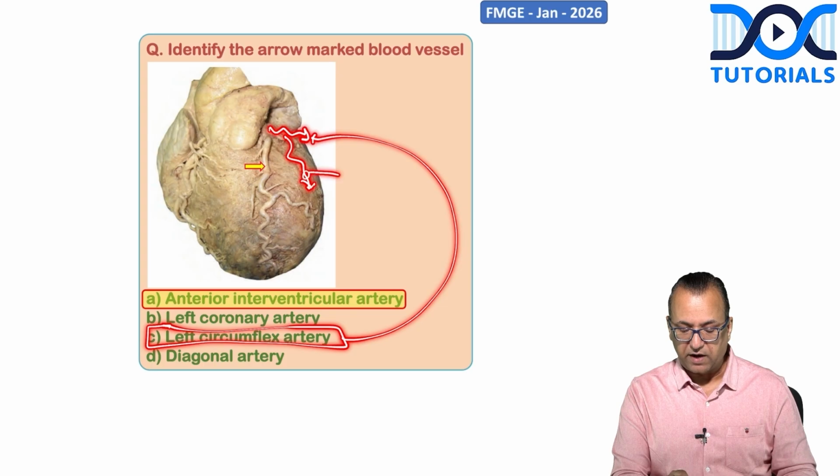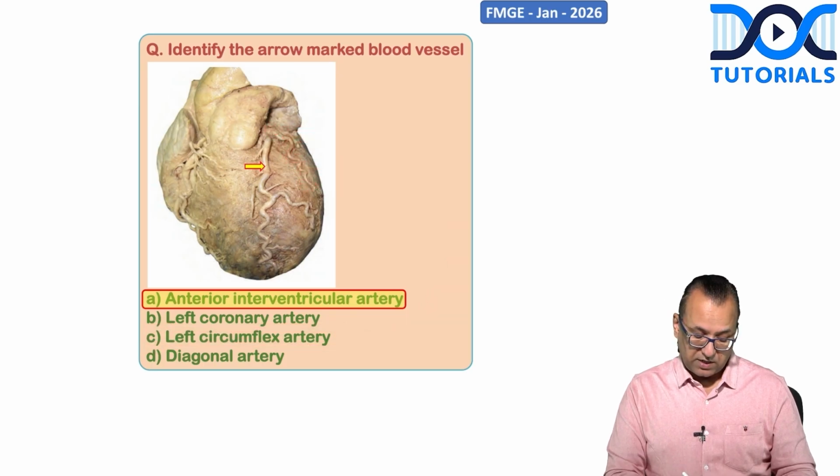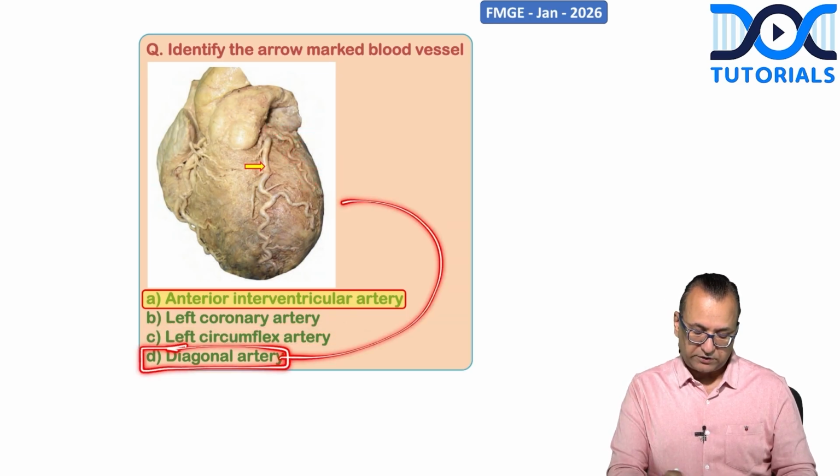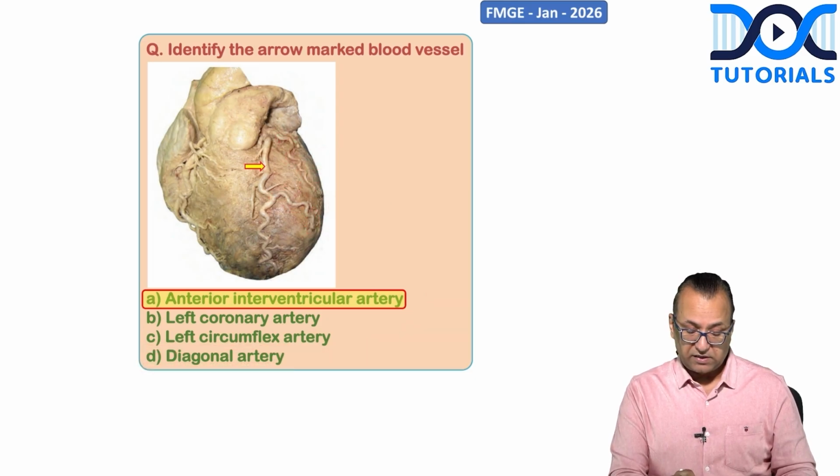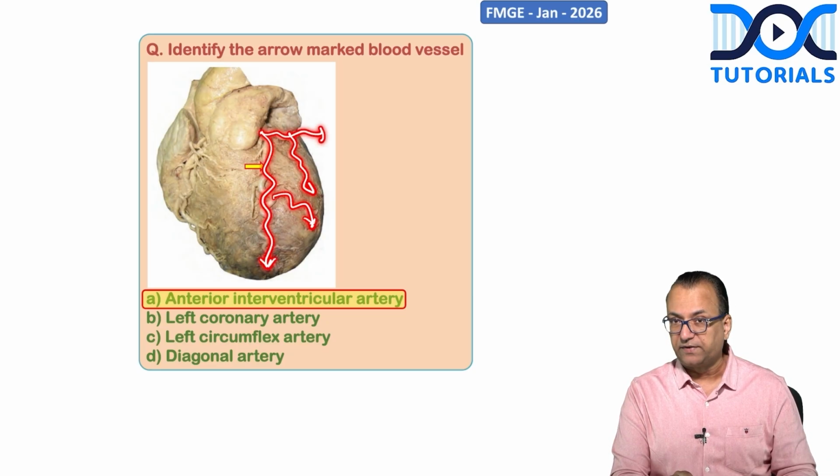Here it is giving some diagonal arteries also. Then why not diagonal artery? Diagonal arteries are number one here and number two here. These are diagonal arteries. This diagonal artery is coming from the anterior artery, and that diagonal artery is coming from the circumflex artery.